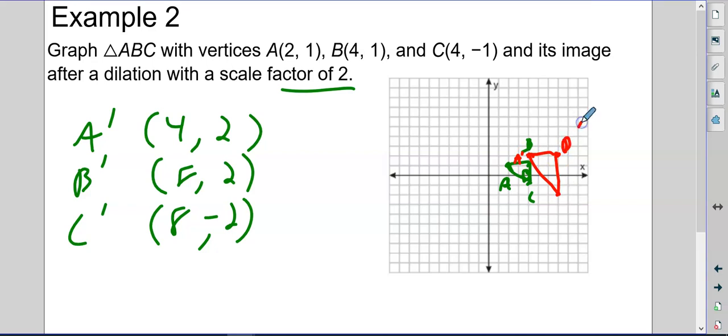And this is my B prime, and here's my C prime. It's an enlargement. It got bigger because this number, K, was greater than 1, so that's enlargement.